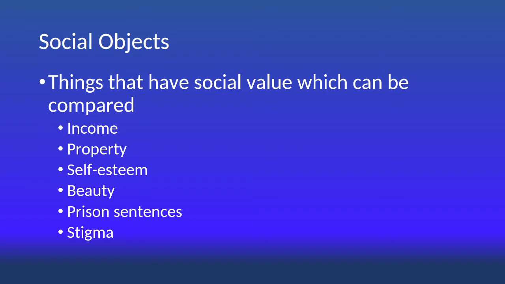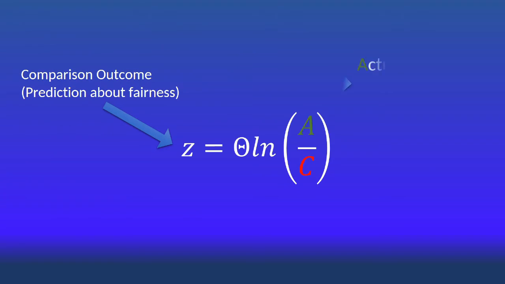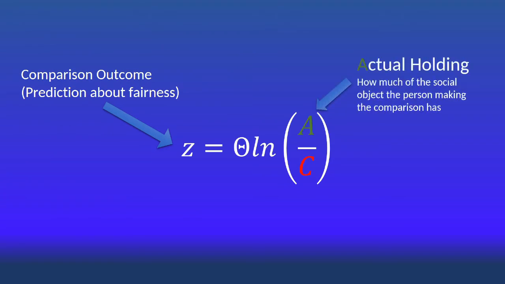For example, we can think about comparing salaries. A salary is good. People want to get paid. Punishment for a crime, on the other hand, is bad. People do not want to be sent to jail. No matter what is being compared, in this equation, A represents the person's actual holding. How much of the resource they actually have. For salary, we could measure a person's actual holding by looking at their annual income. For prison sentences, we could look at the number of years someone has been sentenced to serve in a prison.